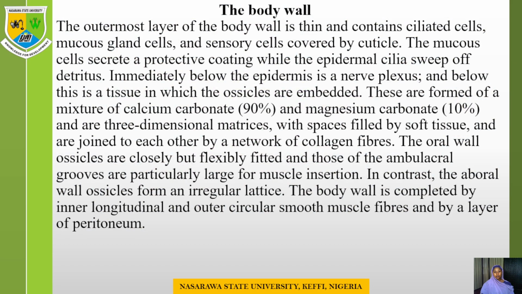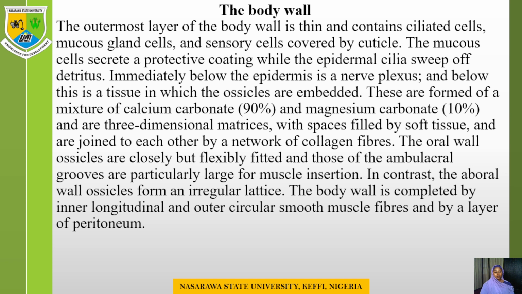The body wall. The outermost layer of the body wall is thin and contains ciliated cells, mucous gland and sensory cells covered by a cuticle. The mucous cells secrete a protective coating while the epidermal cilia sweep off detritus. Immediately below the epidermis is a nerve plexus, and below this is a tissue in which the ossicles are embedded. These are formed of a mixture of calcium carbonate and magnesium carbonate and are three-dimensional matrices with spaces filled by soft tissue and are joined together by a network of collagen fibers.